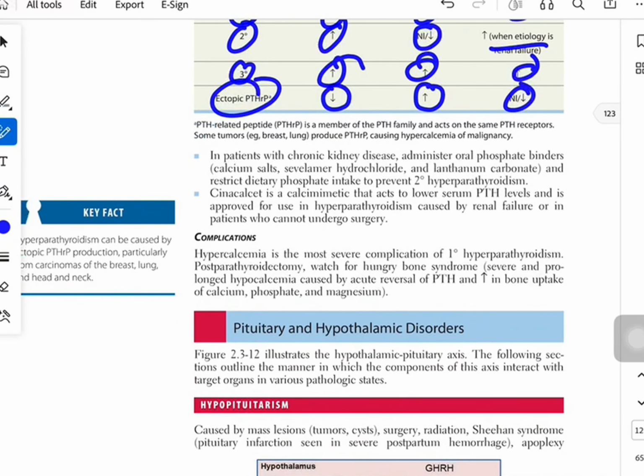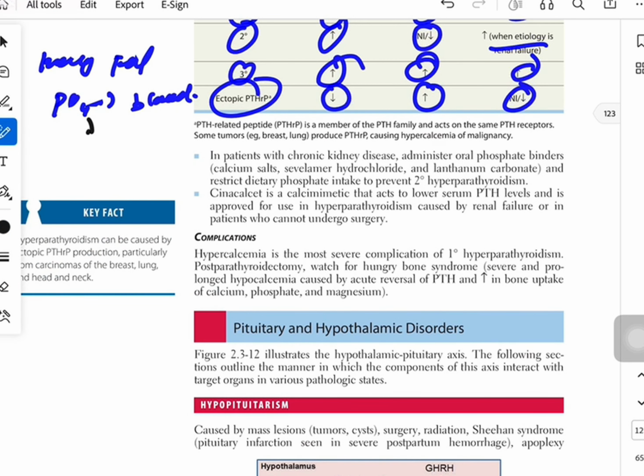In a patient with chronic kidney disease, administer oral phosphate binders. Guys, we know the patient presents to us with kidney failure. In kidney failure, we see a high level of phosphate in the blood. This high level of phosphate in your blood basically also binds with the calcium.